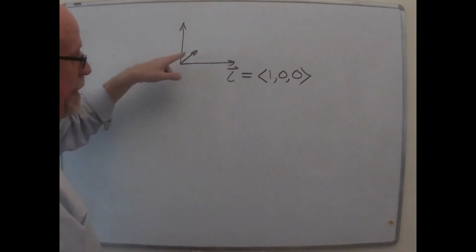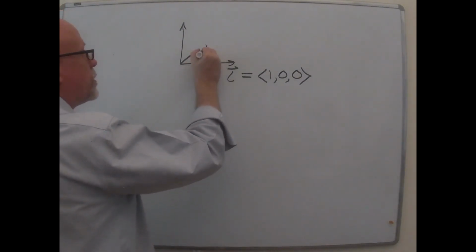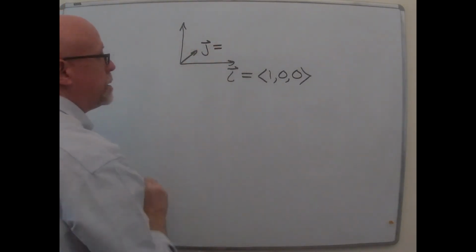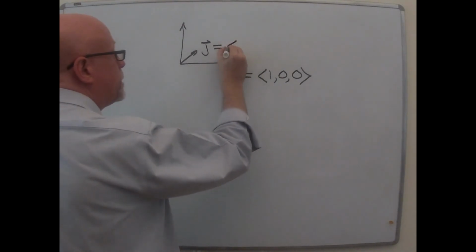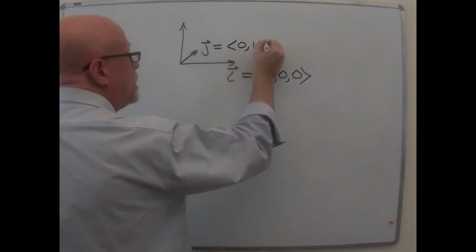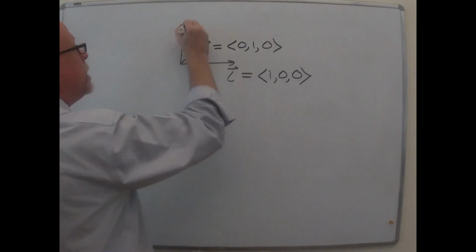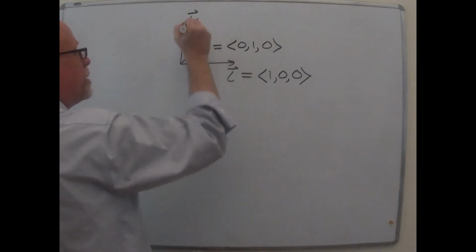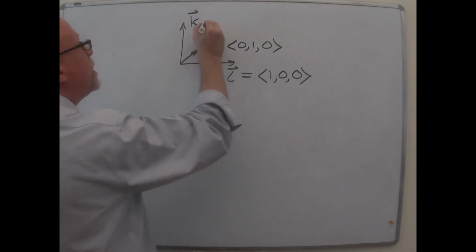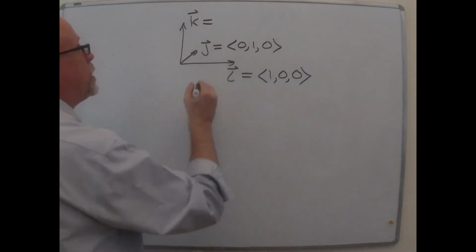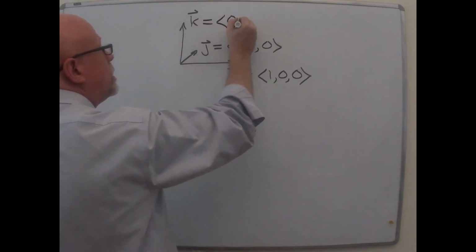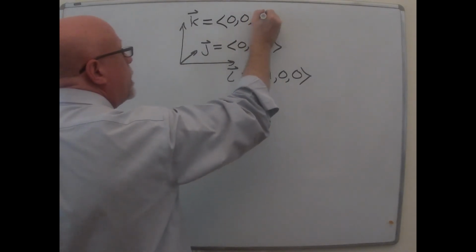j is the one that points into the board. Vector j has a 1 in the y position. So it's 0, 1, 0. And vector k, that's maybe the obvious thing after i and j, that's got a 1 in the z coordinate. So it's 0, 0, 1.